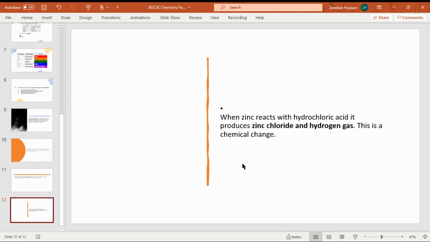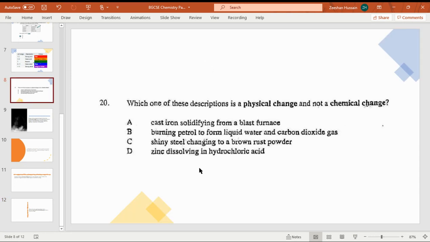The last option is when zinc reacts with hydrochloric acid, it produces zinc chloride and hydrogen gas. This is a chemical change. So all three others are chemical changes, but the first one is not a chemical change; it is a physical change. So this is the right answer.